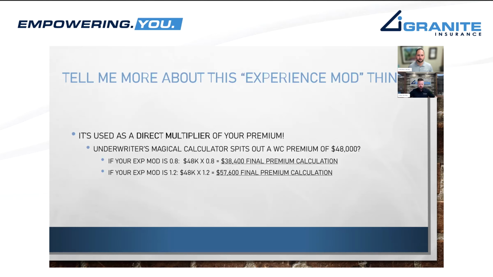You take that same scenario from the slide before. You've got $48,000 in manual premium. If you had a 0.8 experience mod, that's a 20% credit. So your net premium or final premium calculation would be $38,400. Conversely, if you had a debit mod, still the same manual premium of $48,000, but you didn't perform so well, and so your experience mod is a 1.2. Now that's a 20% debit. So you would pay $57,600 in final premium.